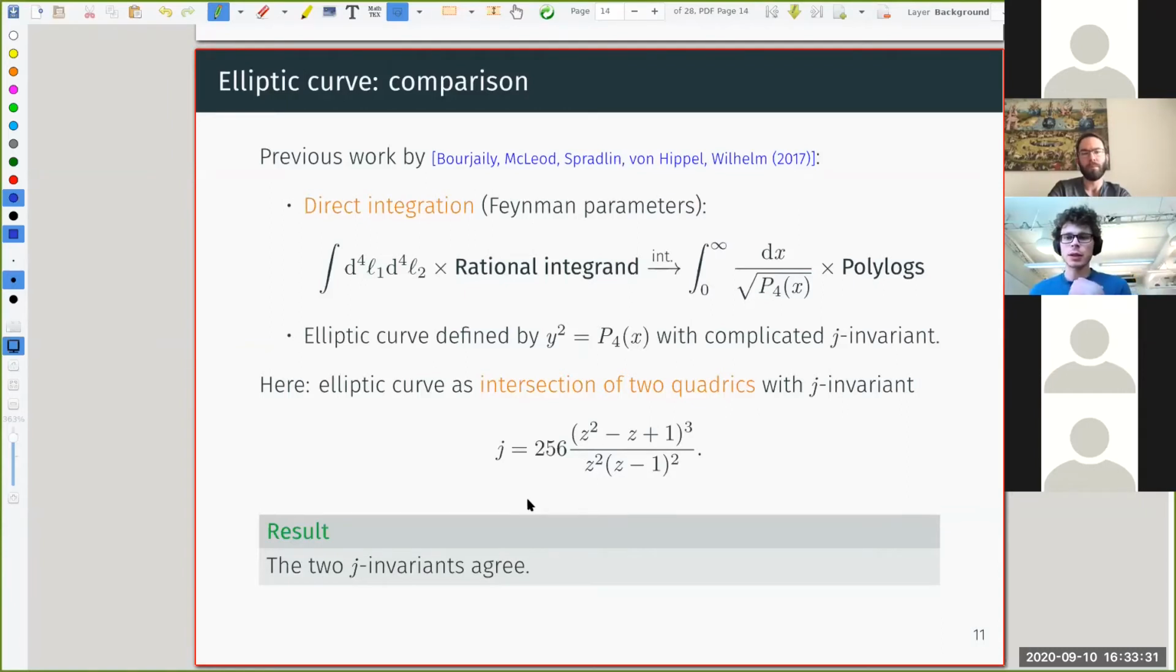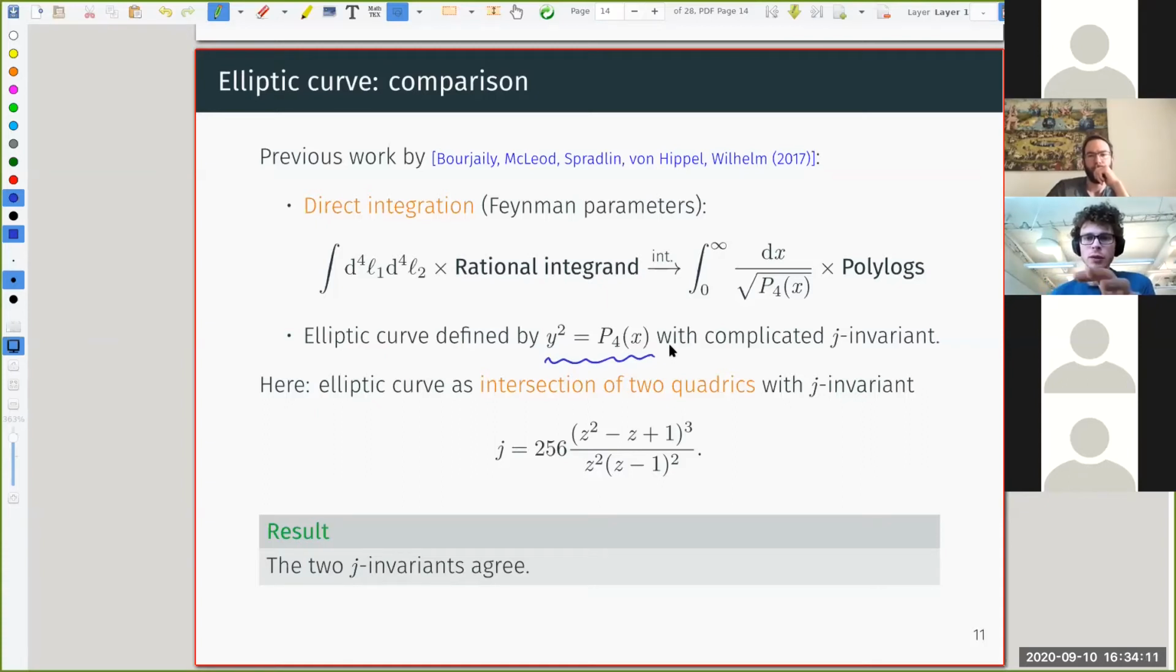So this integral that I said, this double box integral, it was analyzed many times before, and in particular it was analyzed in this paper, where again people did this direct integration approach using Feynman parameters. So they had some nice rational integrand and did a bunch of integrations, and in the end they had something that was dx over the square root of a degree 4 polynomial times some polylogs. And they defined some elliptic curve in this way by this equation here. And for this, you could also compute some J invariant.